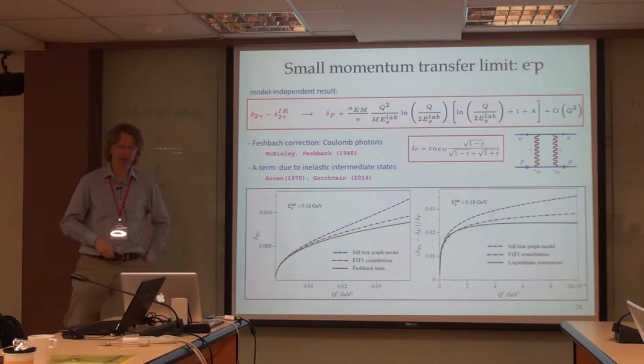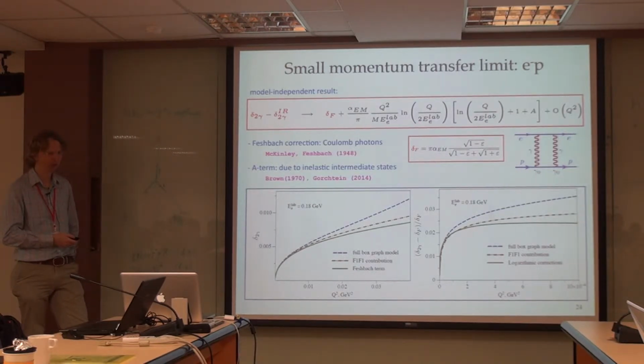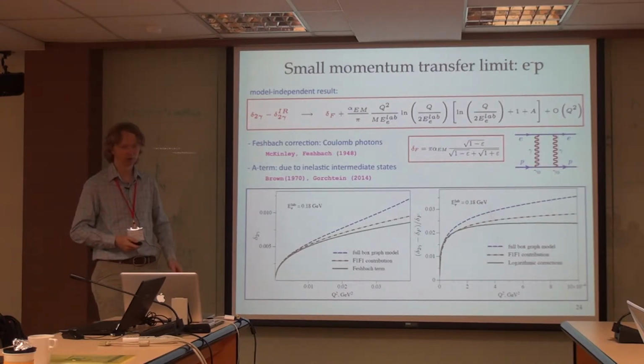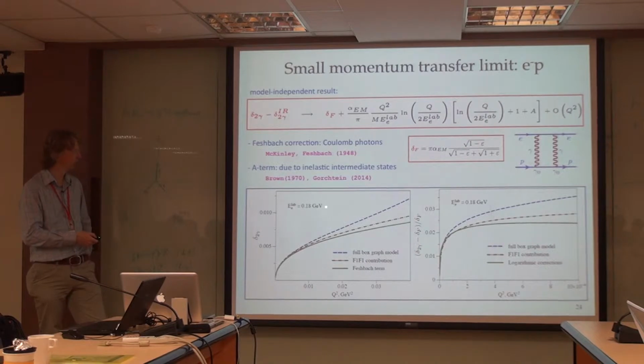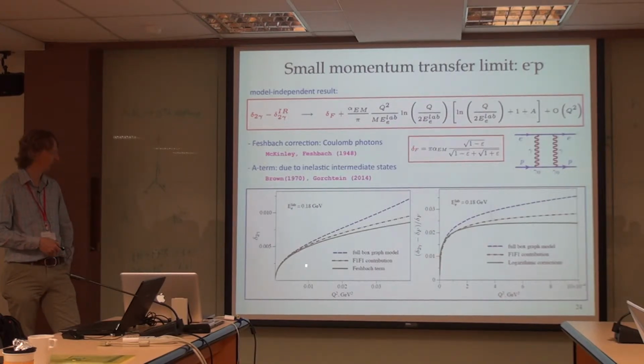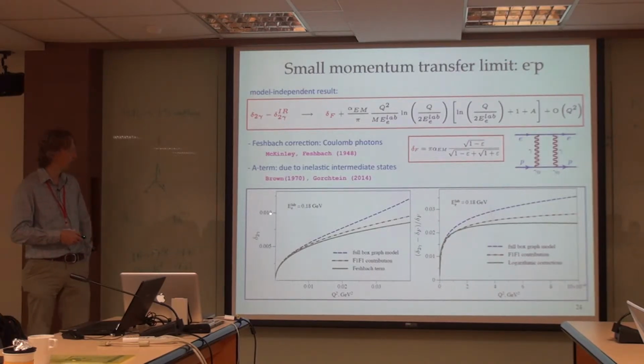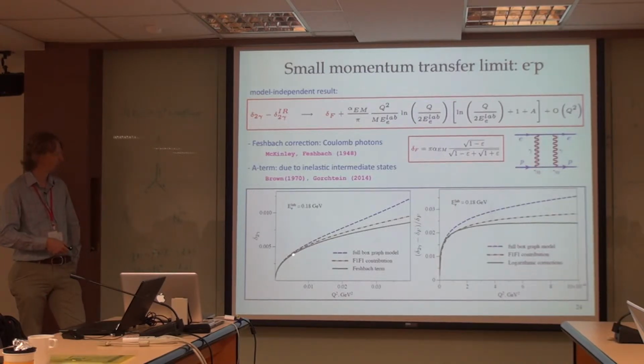Now, just to give you an idea how large are these effects, this is shown here for kinematics which correspond with the experiment which has been done in Mainz, to extract the proton radius, which was 180 MeV. And this is shown here as function of q squared, so typically small values like 10 to the minus 2 GeV squared. So this is this correction, delta 2 gamma, so this is 1% typically. One sees the green curve is the leading effect due to these Coulomb photons, and one can explain basically a large part of this effect.